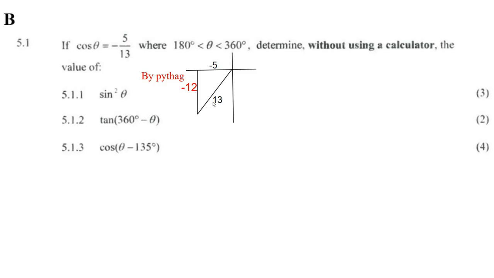Now, sine is easy. It's minus 12 over 13. So all you do is go minus 12 over 13 squared, 144 over 169. That's the answer to the first question.